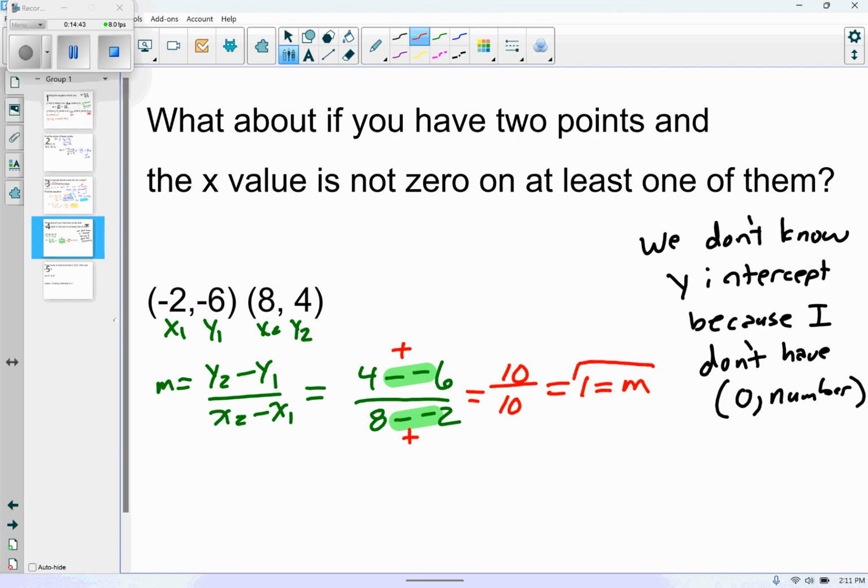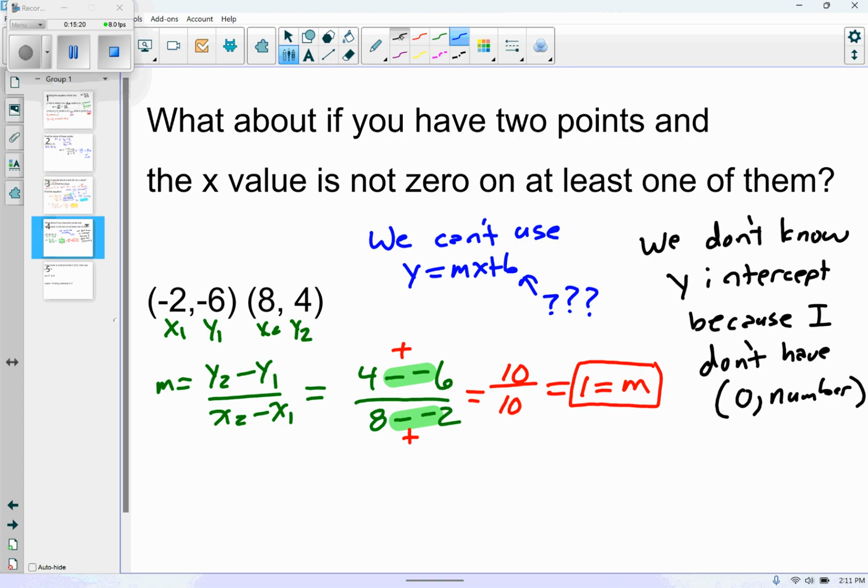And just coincidentally, I have a slope of 1, just like the last problem. It's not that every slope is 1. It's just I made these up, so it happened to be that way. Okay. I can't use y equals mx plus b because I don't know what the b value is. Okay?